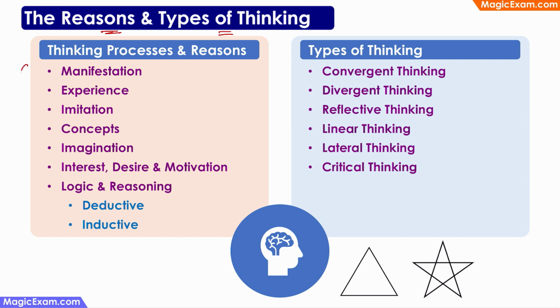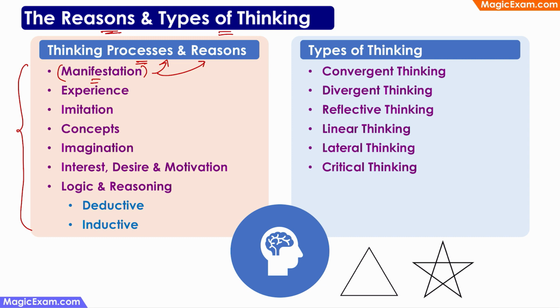Here I have given a list of reasons why we think, and these reasons can be the processes of thinking as well. Manifestation means appearance. When a problem or a situation or an object presents itself before you, it is called manifestation. When a child sees an elephant for the first time, you can say that an elephant is manifested before the child. So this manifestation or appearance of an elephant can be a reason for thinking. And the child is absorbing some information about the elephant through his eyes, his nose, his ears. So this manifestation is a process of thinking as well.